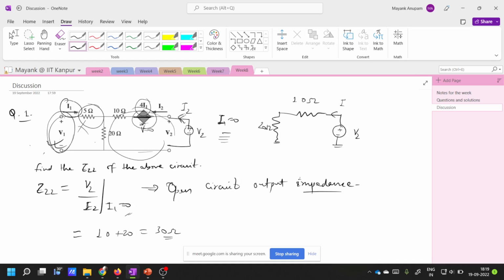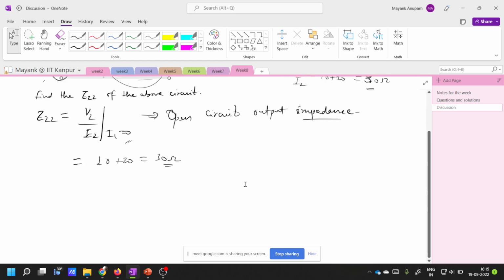Okay, and you have to find out this I2, and the ratio V2 by I2 is what? It is simply the impedance, right? It is simply the equivalent resistance in this network. And since this is 10 ohm and 20 ohm in series, this is simply 10 plus 20, 30 ohms. Fine. So I guess everybody is clear on that. There's no doubt here.